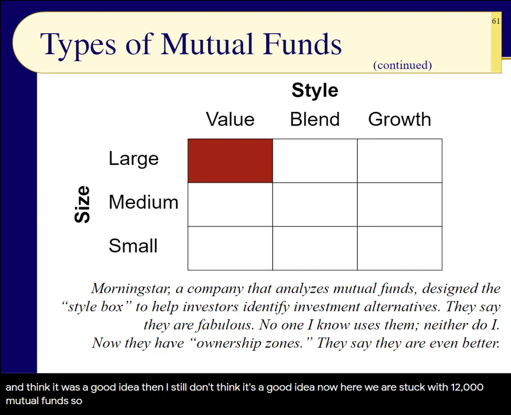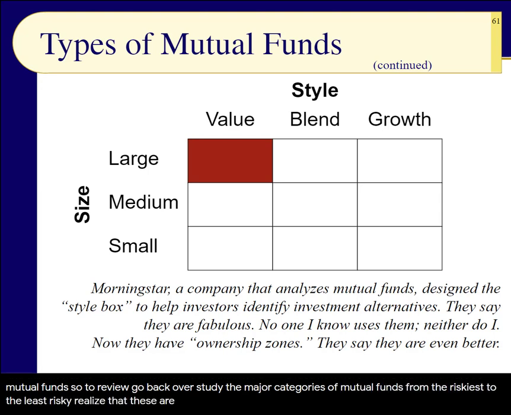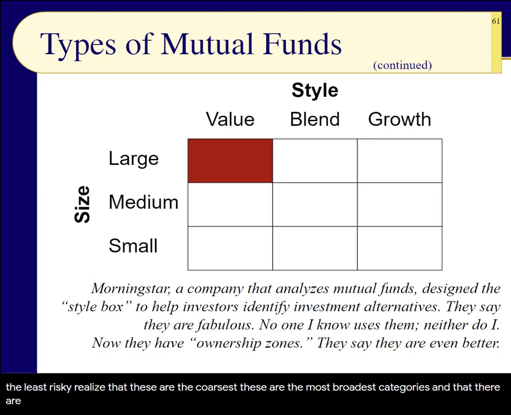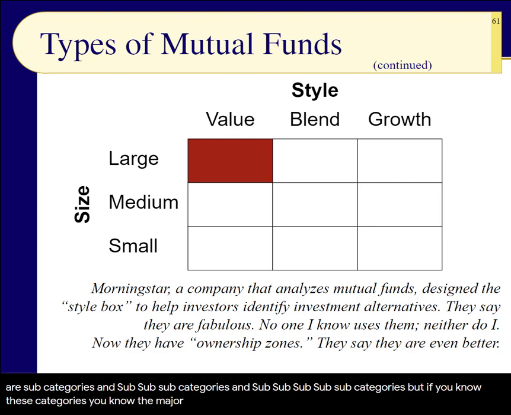So to review, go back over, study the major categories of mutual funds from the riskiest to the least risky. Realize that these are the coarsest, the broadest categories, and that there are subcategories and subcategories and subcategories. But if you know these categories, you know the major investment alternatives in mutual funds.